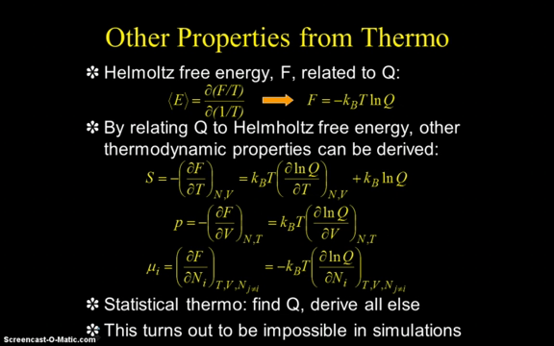To illustrate some of the other properties we can get, I just talked about getting the average energy by taking the partial derivative of the log of Q with respect to 1 over temperature. If we look at some relationships from macroscopic classical thermodynamics, we know that the average internal energy of the system is given by the partial derivative of the Helmholtz free energy over T with respect to 1 over T.